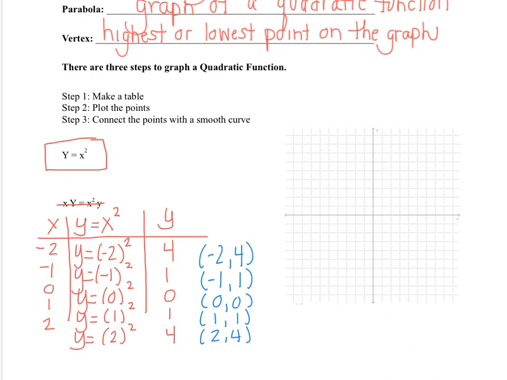So my first point, negative 2, 4. Put a dot. My next point, negative 1, 1. My next point, 0, 0. My next point, 1, 1. And then my next point, 2, 4. So I have plotted all of my points. And then the last thing I want you to do is connect the points.